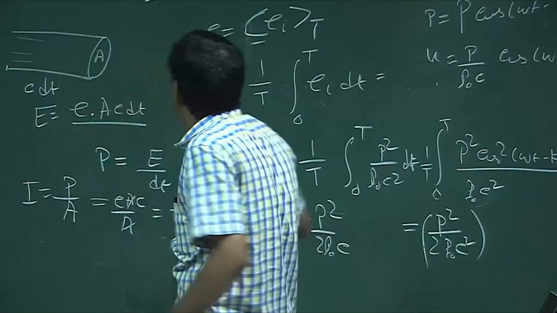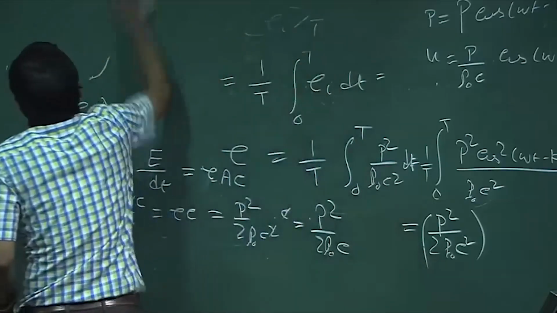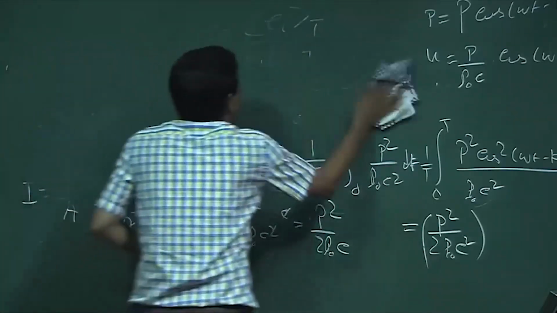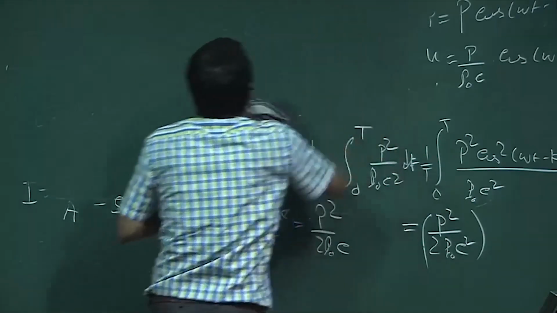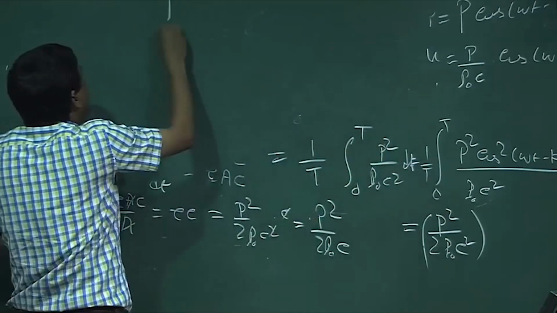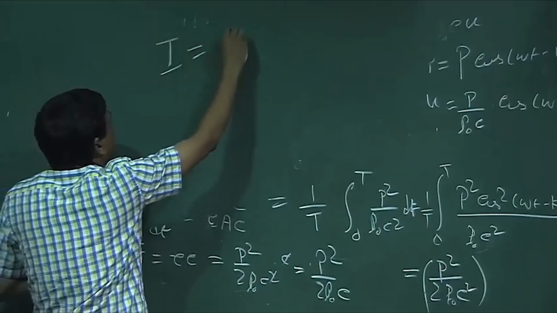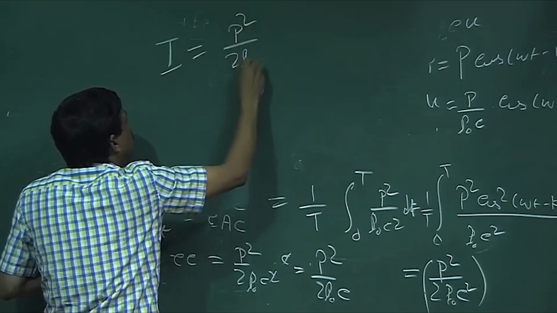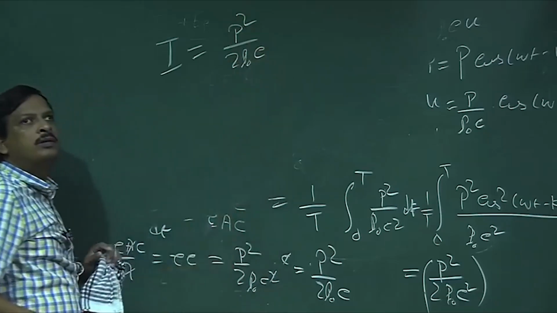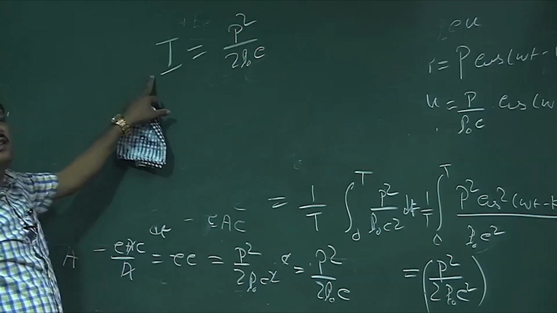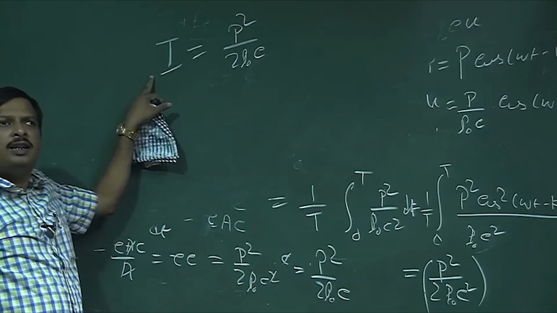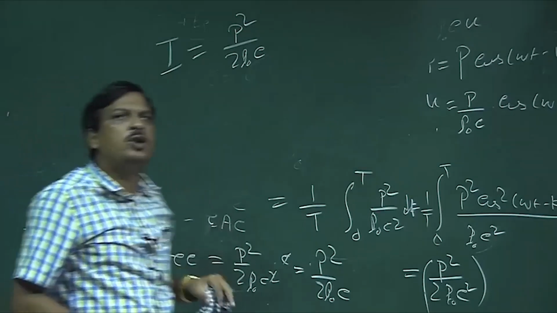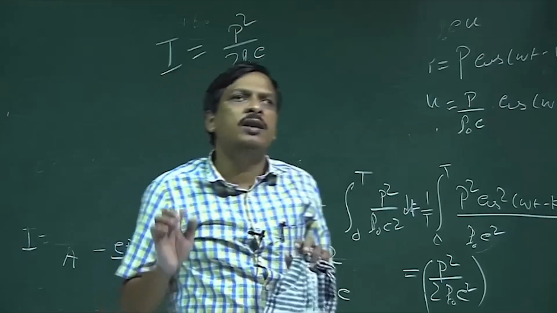So, if I consider plane wave propagation of sound, then if I know the sound pressure, the intensity of the sound is nothing but P square by 2 rho C, and power is intensity multiplied by the area. So, that is the power. P square by 2 rho C is the intensity.